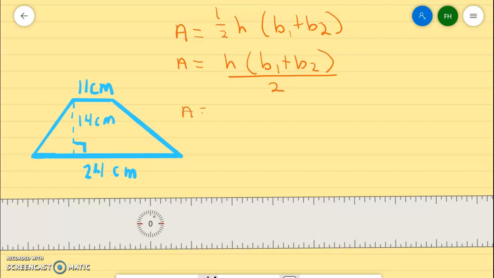So the height here is 14, and you're probably getting good at finding the height, hopefully, from just practicing with the triangle. But this time it's a little bit easier to figure out the bases because the height connects them. So it doesn't matter which one you put for what, but your bases are 11 and 24. And we're going to divide that by 2. So you're going to do 14 times 35, and that's 490, and divide it by 2, and you're going to get 245 square centimeters, and that would be your answer.